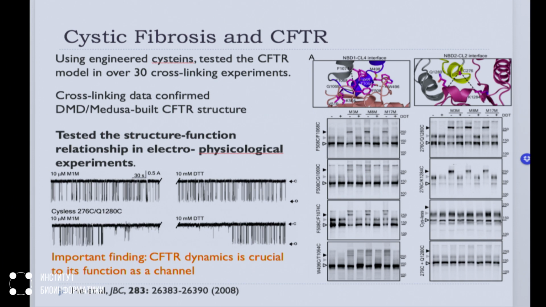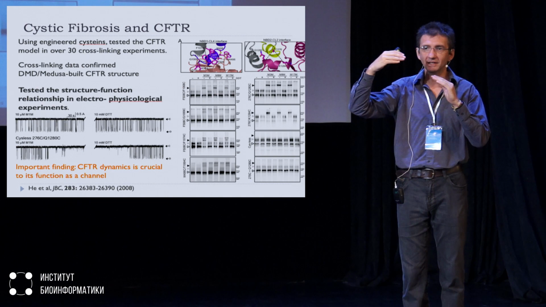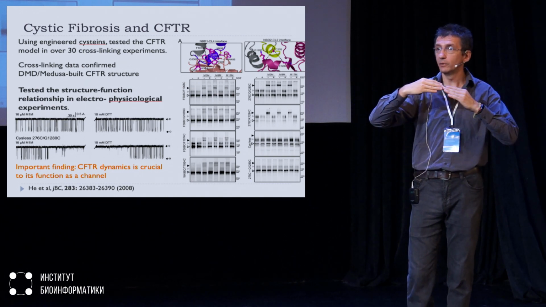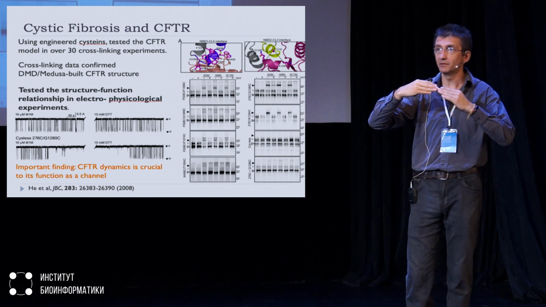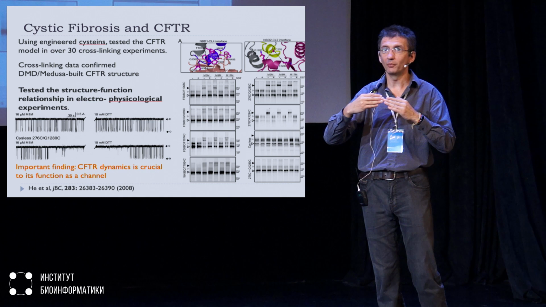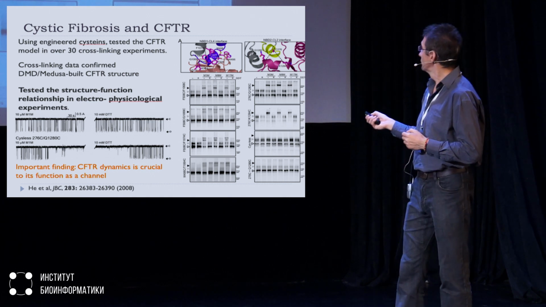So in order to prove it, we introduced over 30 different mutations. We introduced pairs of cysteines. We created a cysteine-less construct. Cysteines are nice because they can cross-link, right? So if we cross-link, we know that we were right in terms of the distance. If we don't cross-link, we were wrong in terms of the distance, in terms of our prediction. And so we're able to cross-link.